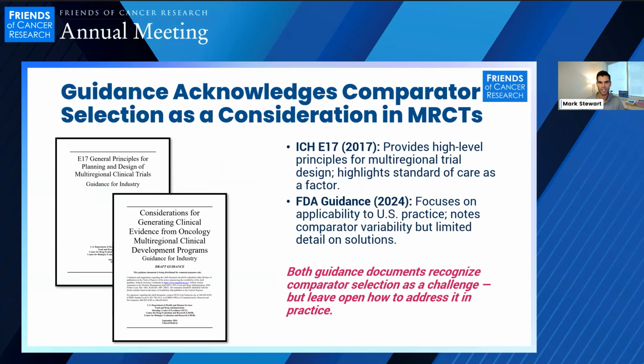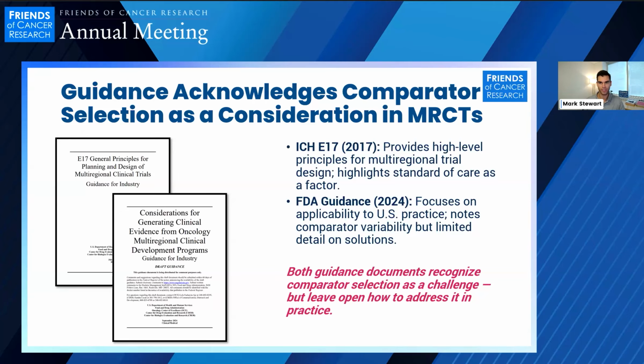Both ICH and FDA guidance documents recognize that comparator selection is a key consideration in multi-regional clinical trials. And these guidances provide high-level principles for global trial design and emphasize the importance of ensuring results are applicable to specific regions. These documents set important guardrails, but they don't go into depth on operational or design approaches and considerations. This is likely reflective of the complexity of the issue and the importance of continued dialogue.